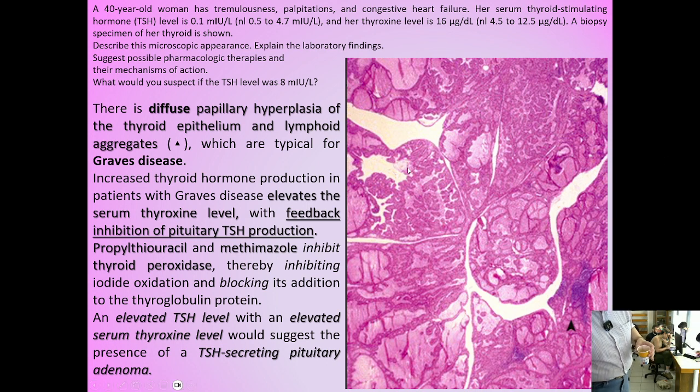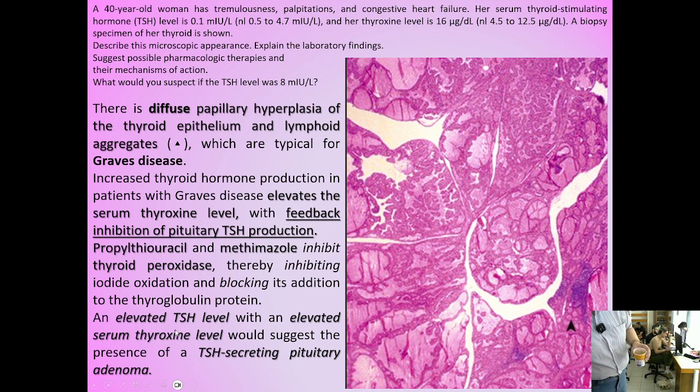So we have increased thyroid hormone production in patients with Graves' disease, an increased level of T4, and a feedback inhibition of TSH production from the pituitary gland. This is the medication which tries to inhibit the iodide oxidation and block its addition to the thyroglobulin protein, so that no longer will increased amounts of thyroid hormones be produced.